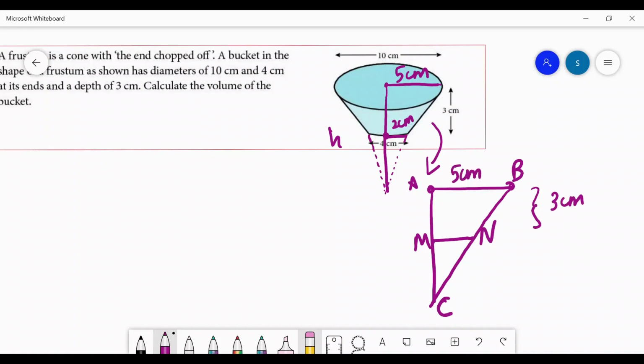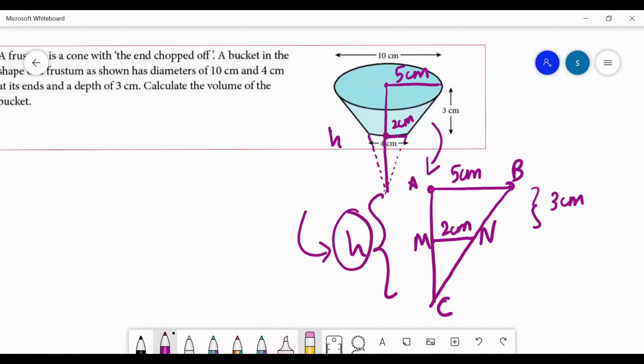And this is 5 centimeters, that's one of the radius of the bucket. This is 2 centimeters, that's another radius of the bucket. And this is H. This would have been the total height of the cone had it not been chopped off. So why am I emphasizing on H here? Because to calculate the volume of the cone, you require the height of the cone.